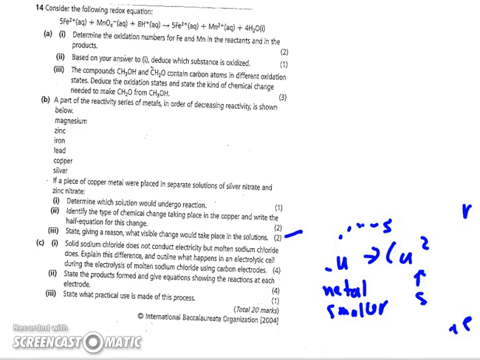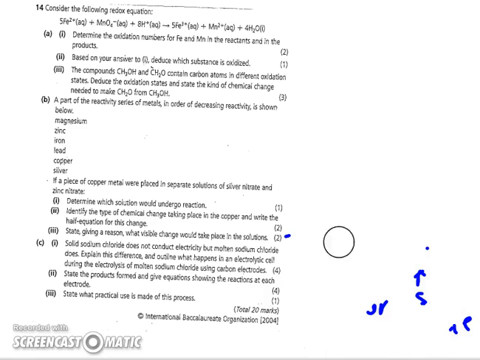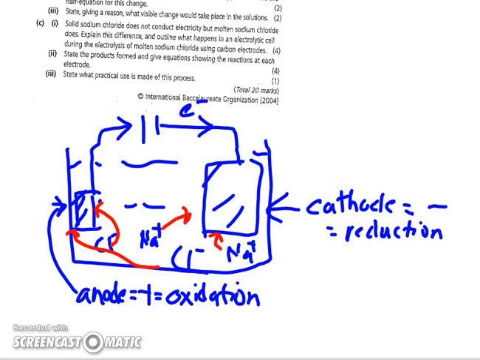Explain this difference and outline what happens in an electrolytic cell during electrolysis. So I'm going to pause and scroll this up so I have some room to work on part C here. Okay, I'll try and walk you through my diagram here. It'll look better when I was drawing it.